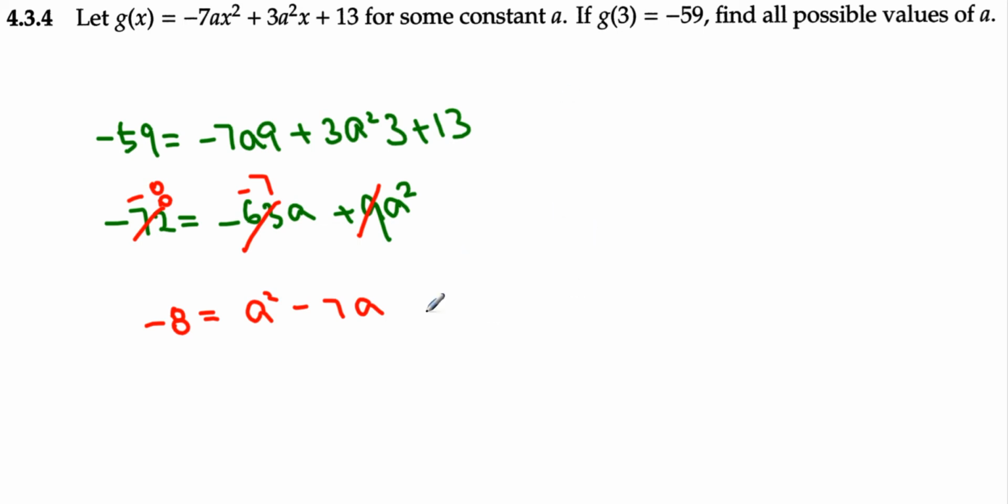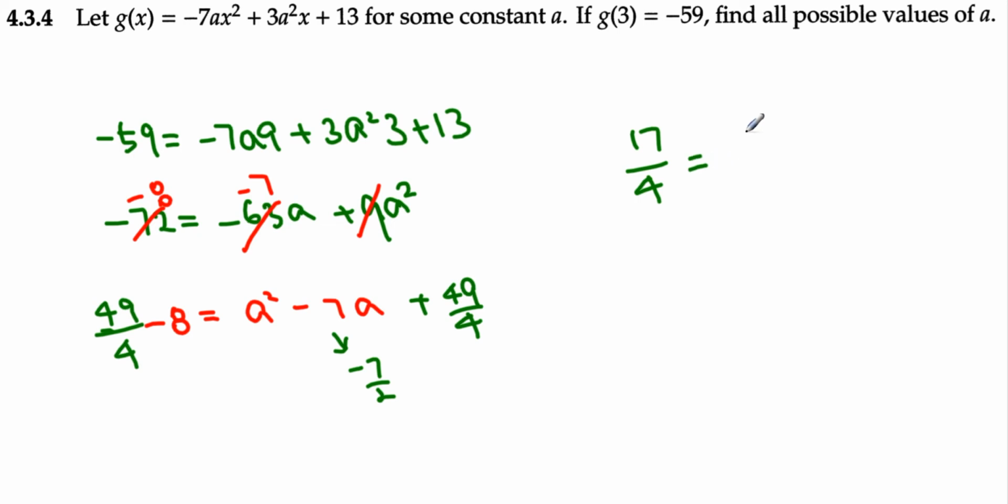What do we need to complete the square? So I'm going to divide this by 2, which is negative 7 over 2, and then square that, then I'll be getting positive 49 over 4. So I'm going to add 49 over 4. Then, since 8 is 32 over 4, when we subtract, it becomes 17 over 4, which is equal to a squared, or I'm going to just factor the other side here as well. So a minus 7 over 2 squared.